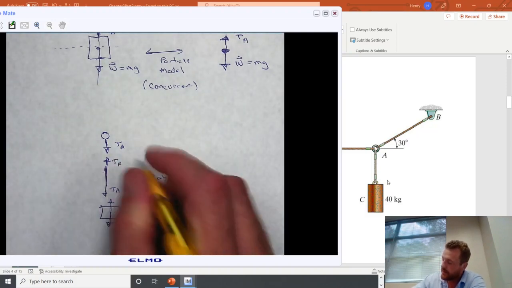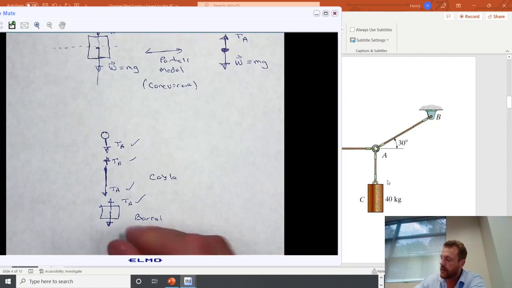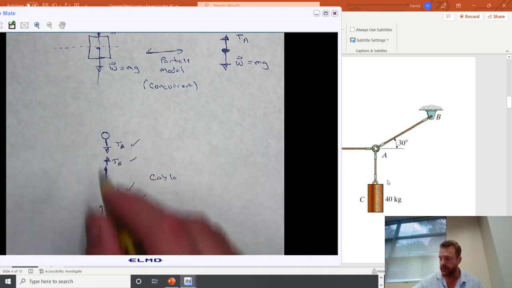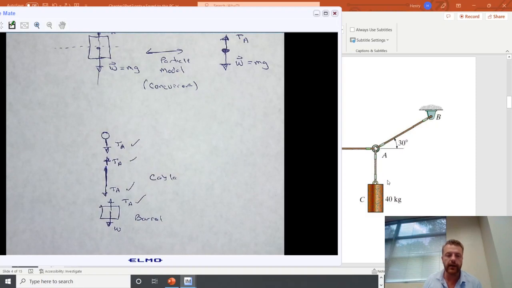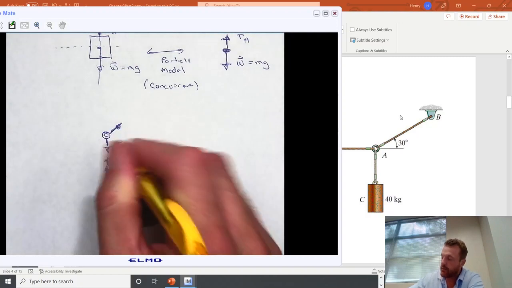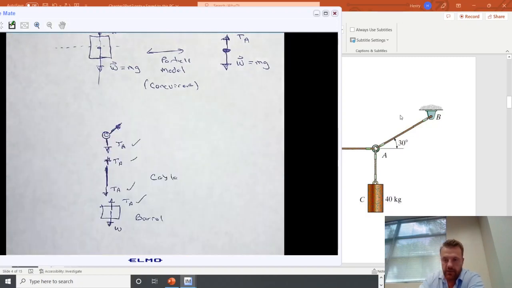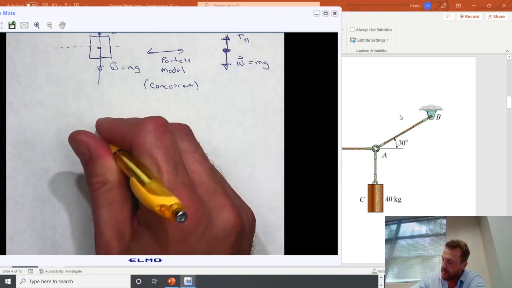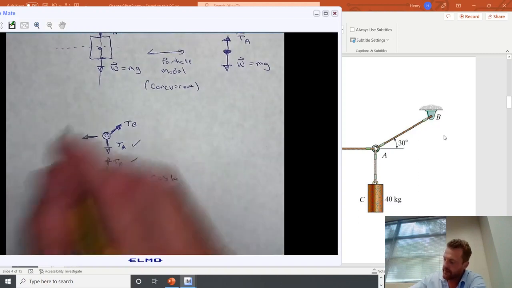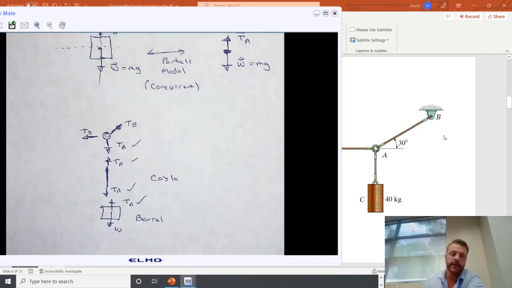So if you notice all of these, you can call them all T_A, but in order for this thing to be in equilibrium, they're all equal to W. So what you find here is that this portion of the cable is bearing the weight of the barrel. The beautiful thing about isolating the circular portion of the hook is that the portion of the cable A pulls it down, this portion of the cable, which is B, pulls it up to the right, and this portion pulls it over to the left. So we can do some analysis here and see what these turn out to be. But let me just show you that.